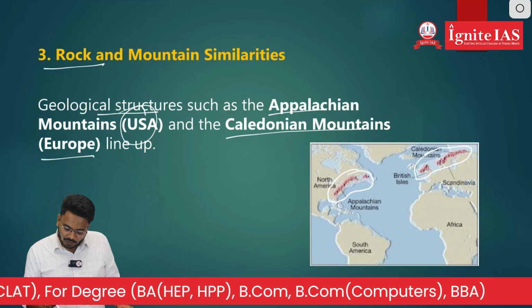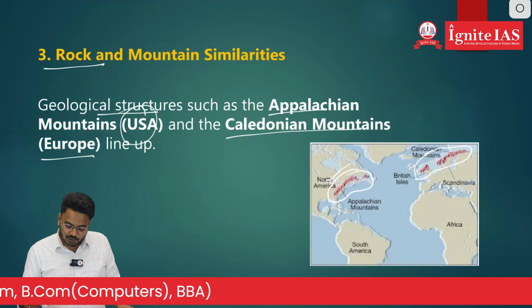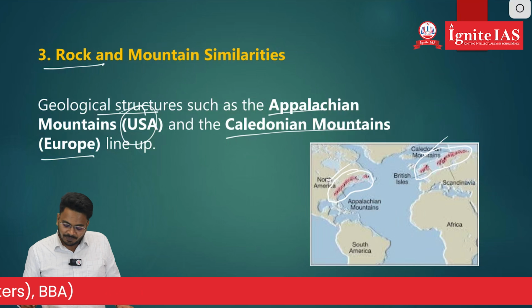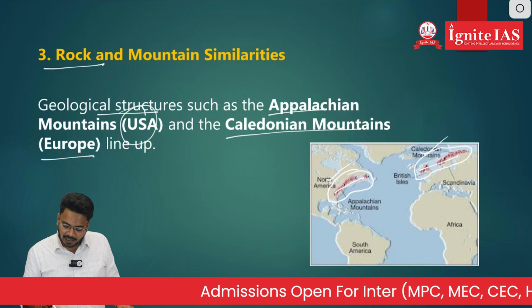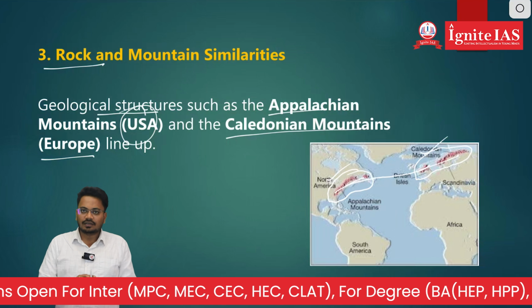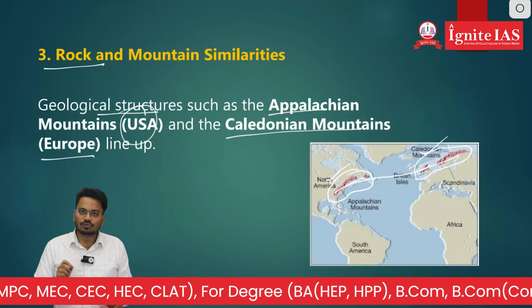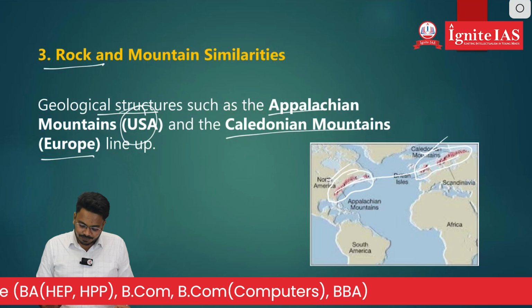In North America we call them Appalachians. In northwestern Europe we call them Caledonian mountains. The point here is he is saying that these two mountain systems have the same lineup, and if we compare the rocks found in these two mountain systems, they both have similar features.